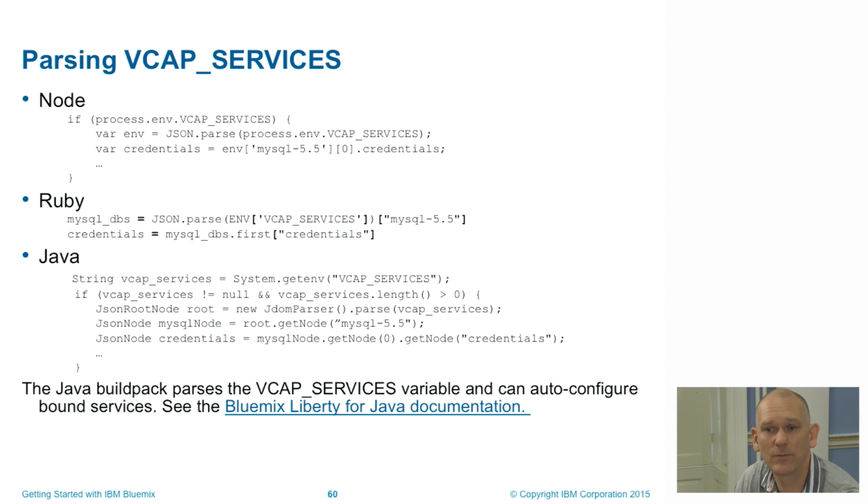One thing to note, if you're using a Java runtime, then there are some capabilities built into the Java runtime, the Liberty runtime, that will automatically configure your Java application server to add the configuration needed for certain services. And you can get that information from the documentation on the Java Liberty build pack.